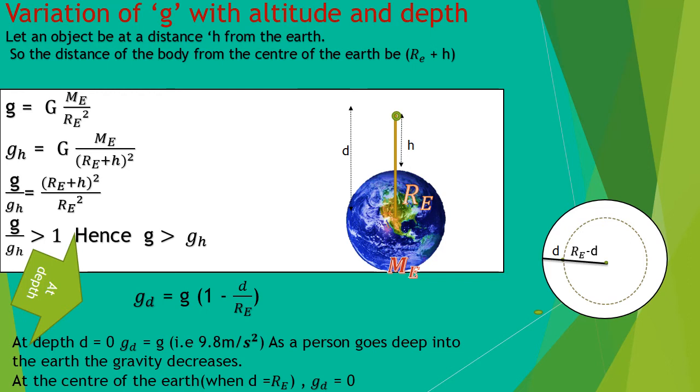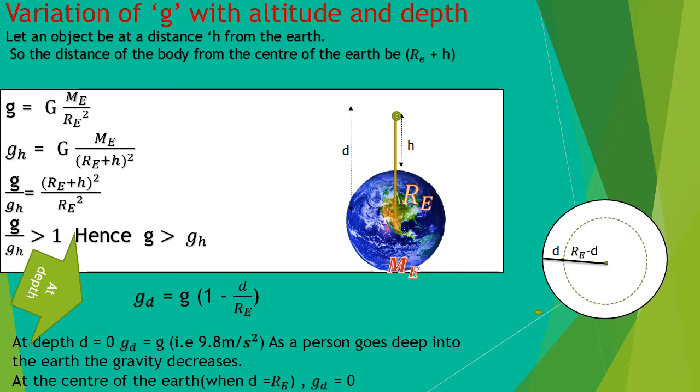Now let us think about the variation of g with depth. So we have an equation here. This equation you will study in detail in your plus 1 classes, the derivation and all. But now for your information, it's being given here. Gravity at a depth, gd, is equal to g, that means the acceleration due to gravity on earth, into 1 minus d by Re. Here d represents the depth and Re is the radius of the earth.